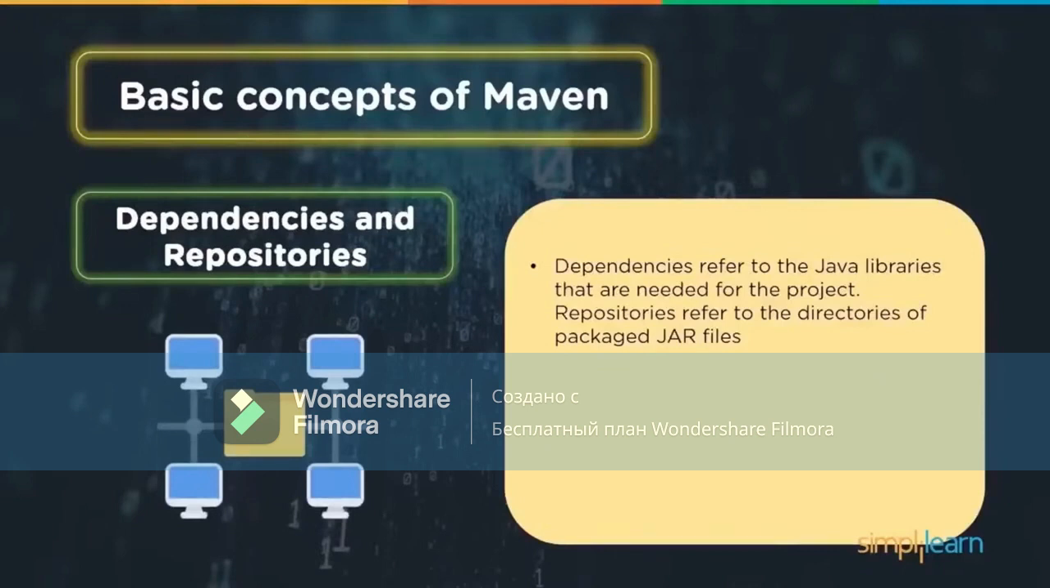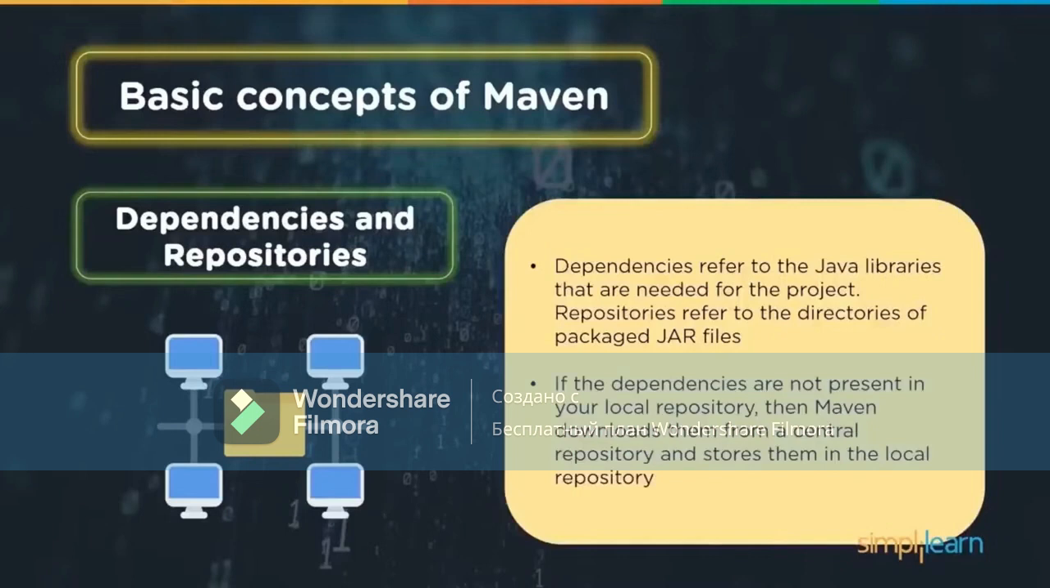Now, the second thing is dependencies and repositories. Dependencies usually refer to the Java libraries which we need in our particular project. While working on the project, we may have a couple of dependencies. These dependencies we have to download or refer to, and we download them from the Maven repositories.